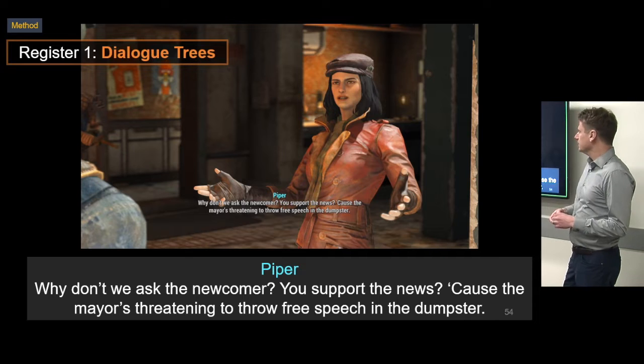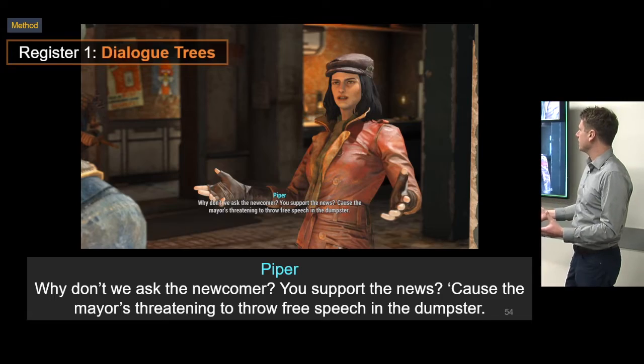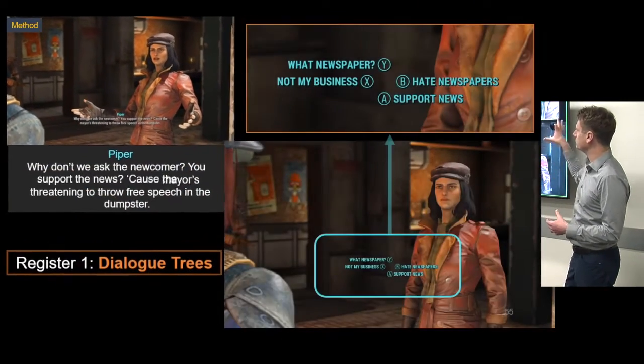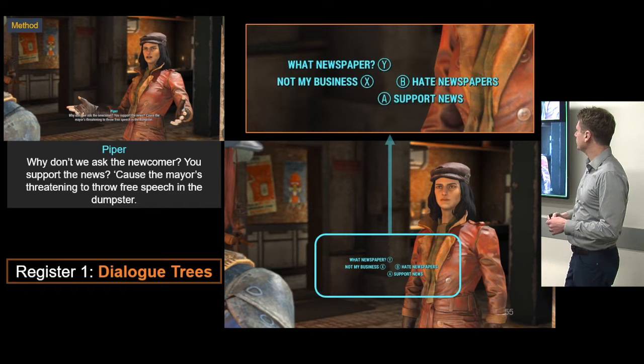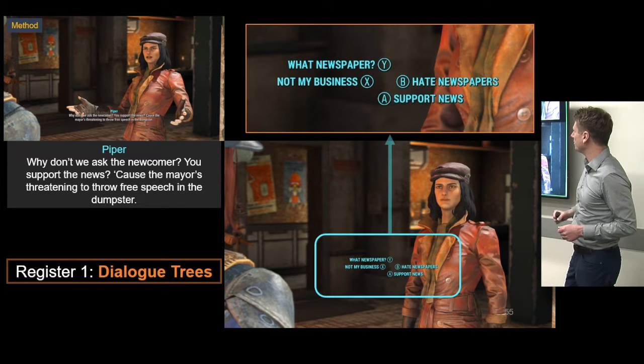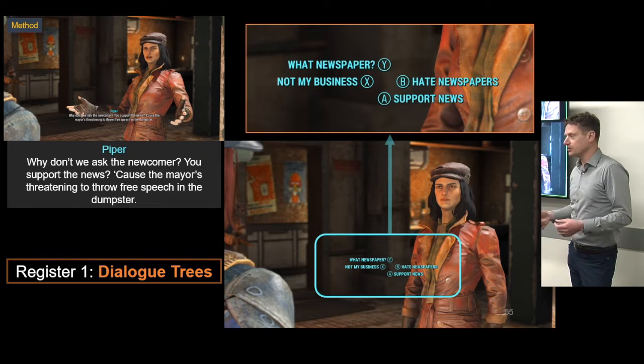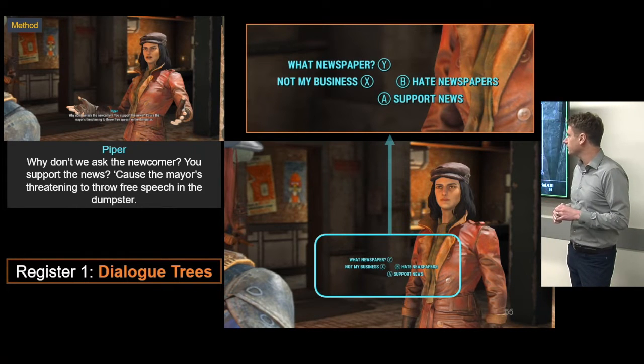There's a narrative. So this is a particular part in the game when you meet a woman named Piper, who's a reporter in this town, and she's having problems with the mayor. You listen to her speech, and then you're prompted to make a choice, right? Dialogue trees. So you can say that you want to help her, you support the news, or you can say that you hate newspapers and refuse to help her, or request more information. So this would be the first register that I identified in this particular population of games, just called dialogue trees.